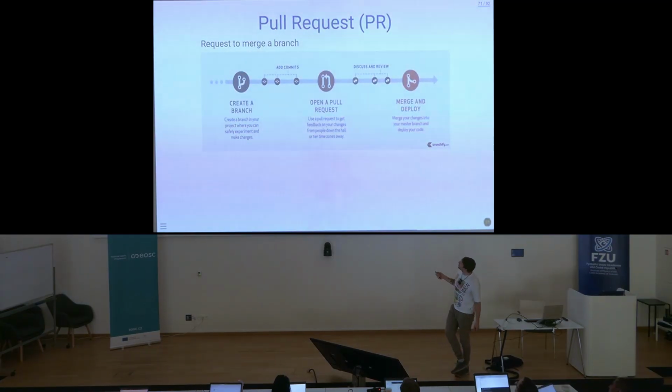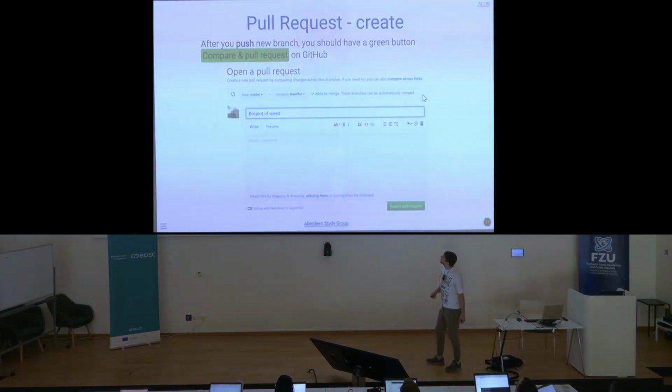It is also a good place to discuss, as we see. Again, this is the same thing again. Create a branch, add commits, open a pull request. We can discuss and review, I will show you, and then merge and deploy. In our case, just merge. So pull request is a request to merge these branches, and we will do it on GitHub.